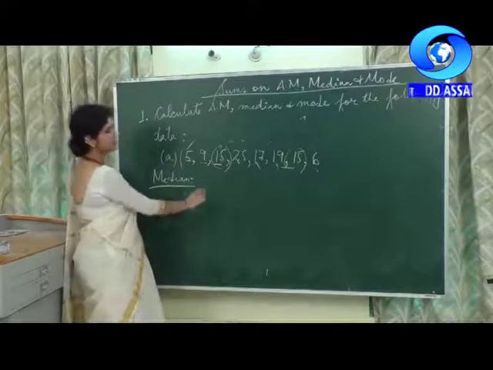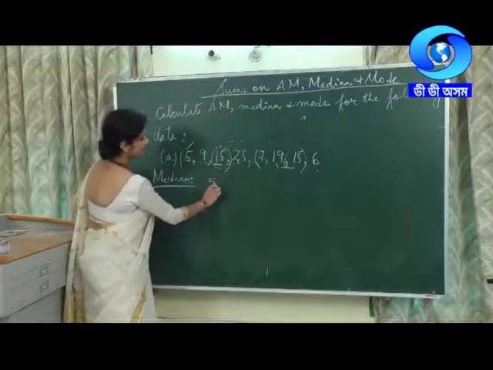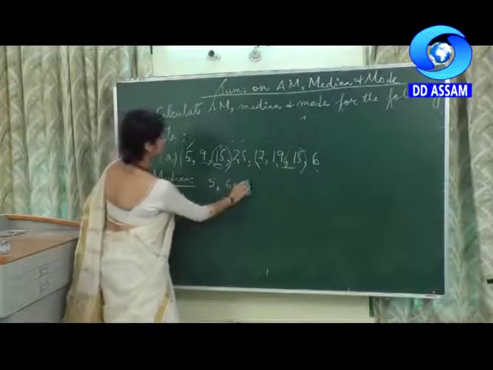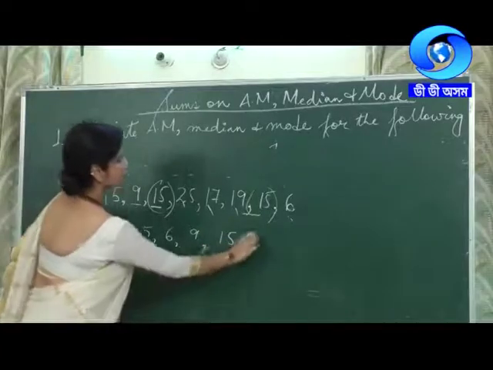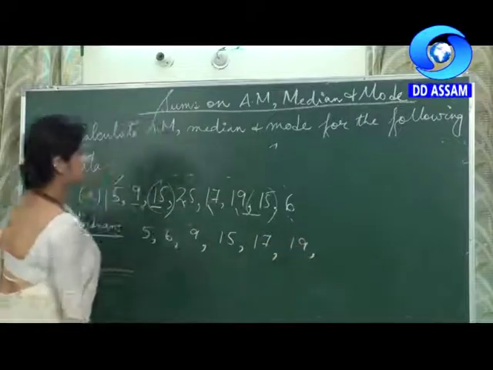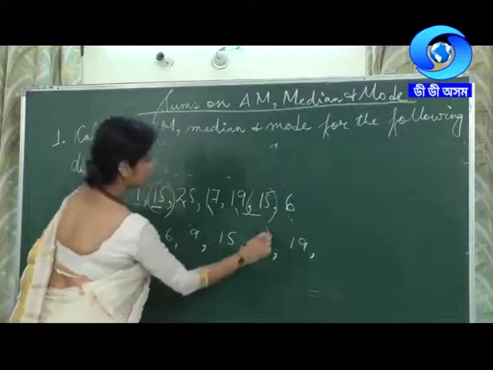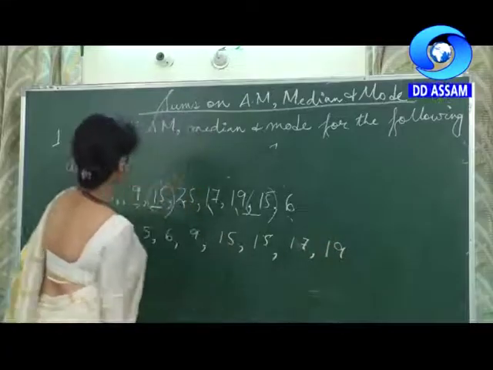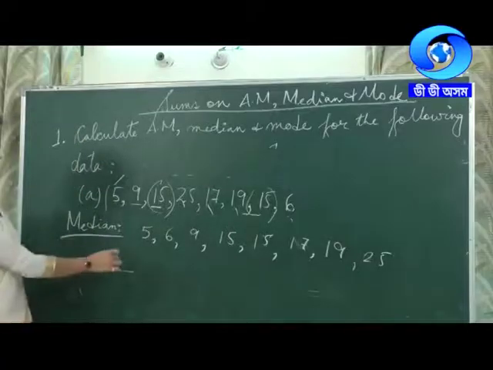All right, arranging the data in order of magnitude, we have 5, then comes 6, then 9, then 15, then 17, then 19. 15 occurs twice, so we will write it twice: 15, then 17, 19, and 25. I think we have written all the numbers.